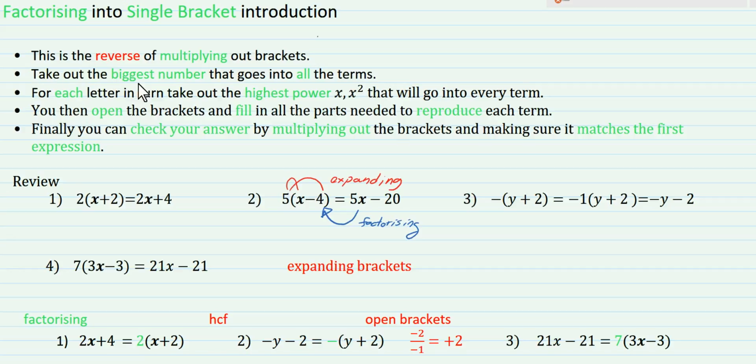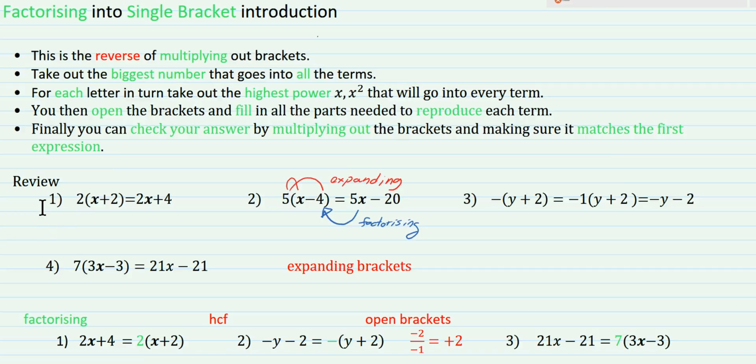You take out the biggest number that goes into all the terms. For each letter in turn, take out the highest power. It could be x or x squared. That will go into every term. You then open the brackets and fill in all the parts needed to reproduce each term. Finally, you can check your answer by multiplying out the brackets and making sure it matches the first expression.